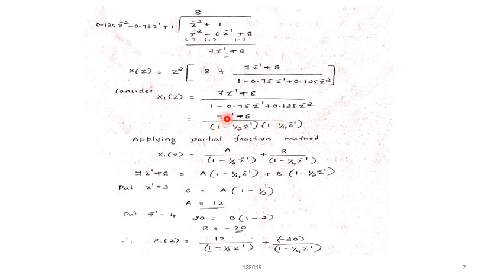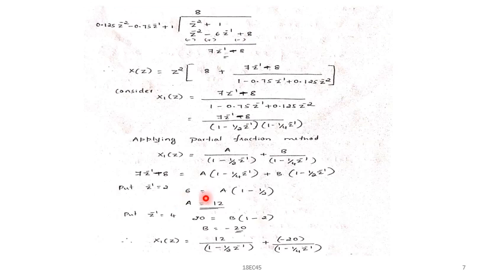Therefore I'll get (7 z^-1 - 8) divided by (1 - 1/2 z^-1)(1 - 1/4 z^-1). Now apply the partial fraction method. We get X1(z) is equal to A divided by (1 - 1/2 z^-1) plus B divided by (1 - 1/4 z^-1). So cross multiplication, I get 7 z^-1 - 8 is equal to A into (1 - 1/4 z^-1) plus B into (1 - 1/2 z^-1).